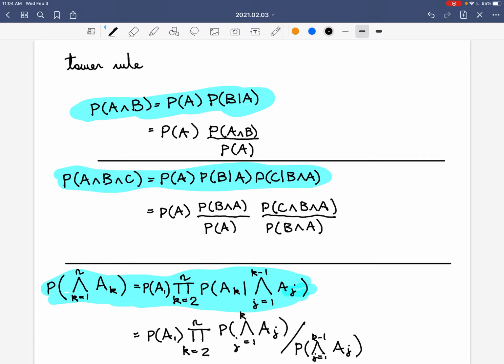And you don't have to worry about dividing by 0 because, well, just avoid dividing by 0 and make sure that all the events you're conditioning on have positive probability.